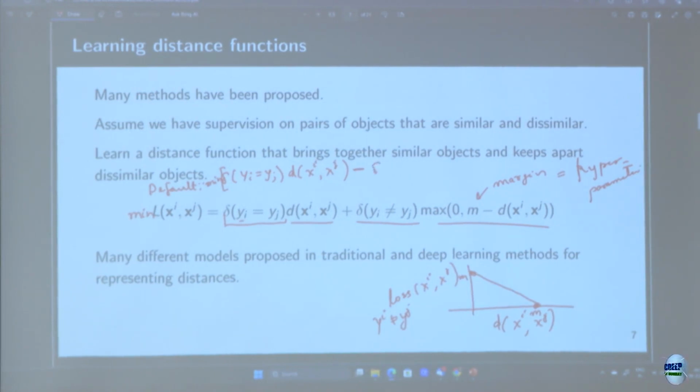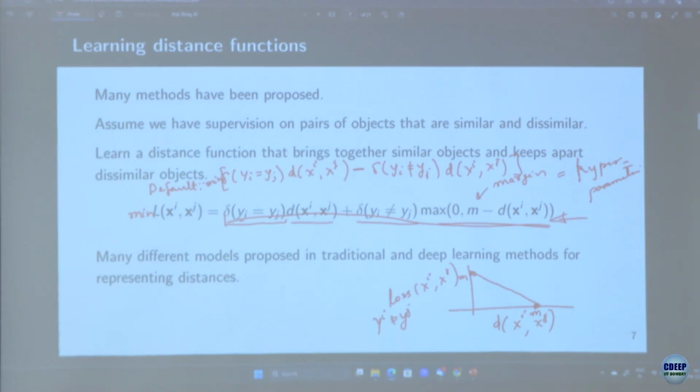So I could just say delta of yi equal to yj, this distance function. Now this is a very intuitive loss function. It says that for dissimilar objects, I want to maximize their distance, and for similar objects, I want to minimize their distance. But it has been found to be not as robust as this second loss function, because the optimizer might spend too much time needlessly taking the dissimilar objects further and further away, although it's not even required. Is that clear, the motivation behind the design of this loss function and the role of the margin?